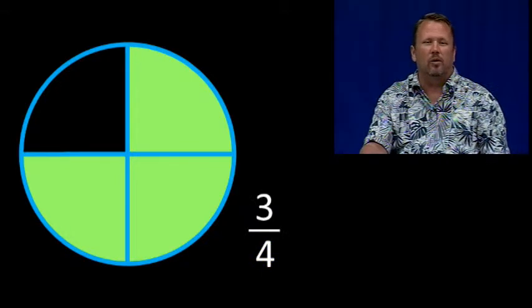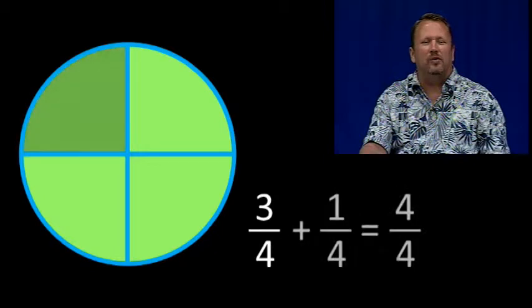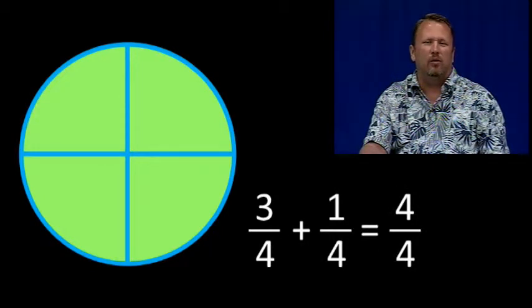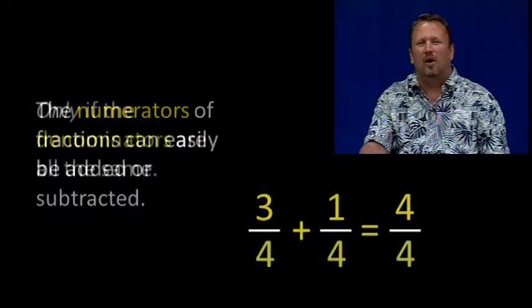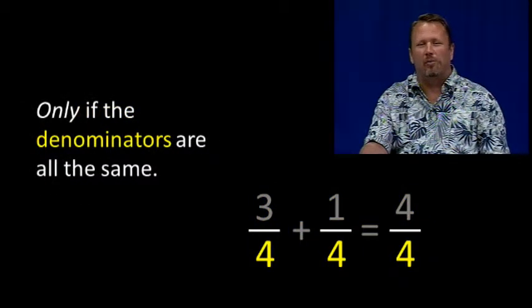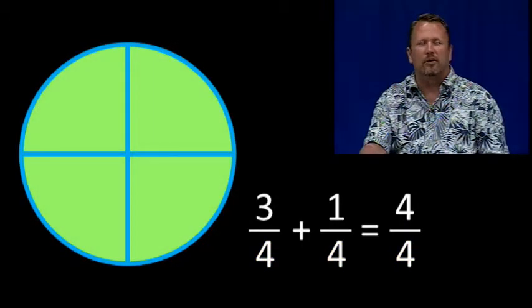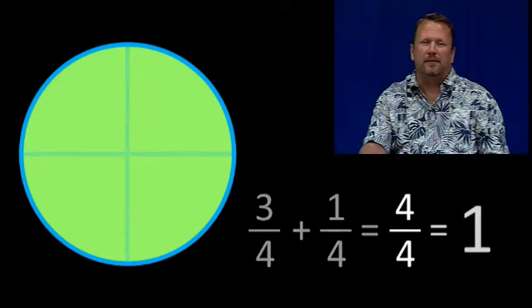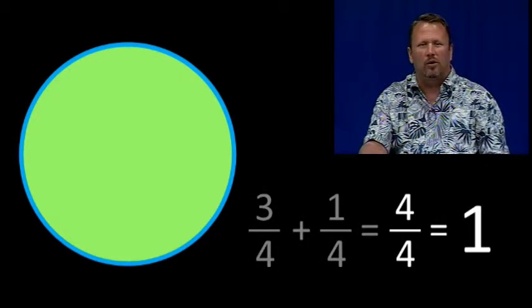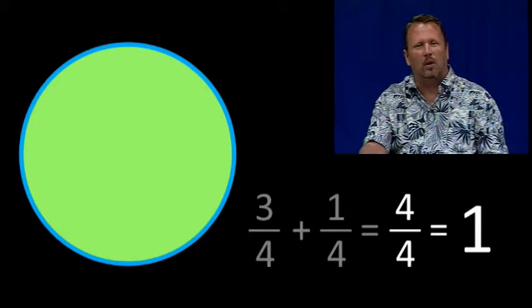Here's my fraction 3/4. If I add to that 1/4, I end up with 4/4. The numerators of fractions can easily be added or subtracted only if the denominators are all made the same. So 3/4 plus 1/4 is equal to 4/4. And remember, 4/4 is equivalent to 1. 4 divided by 4 is equal to 1.